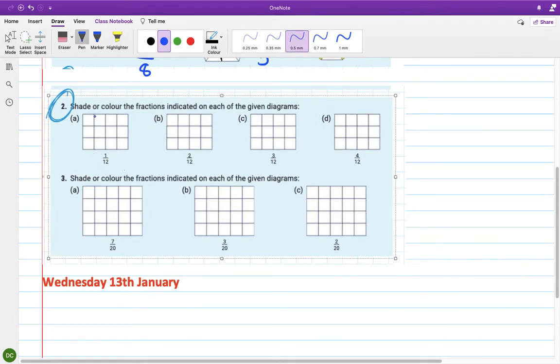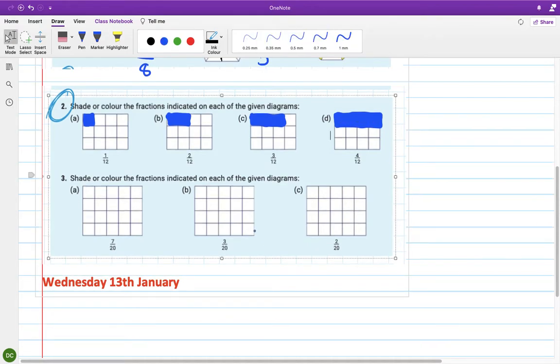Okay, so 1 out of 12. So presumably this is split into 12. 1, 2, 3, 1, 2, 3, 4. It is. So it's split into 12. So they want me to colour in 1/12. Do it with a marker maybe. So there's 1/12. 2/12. 2 of the boxes. 3/12. And 4/12. It doesn't matter which 3 or which 4 you do.